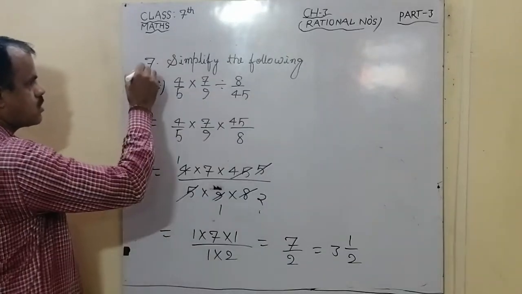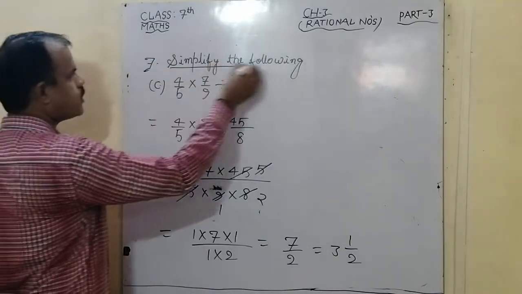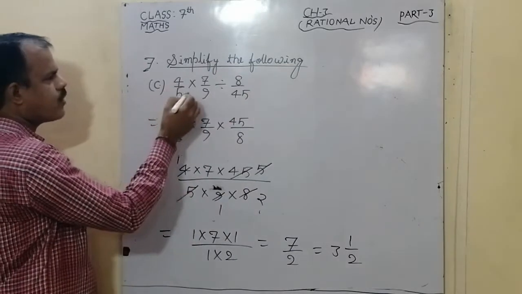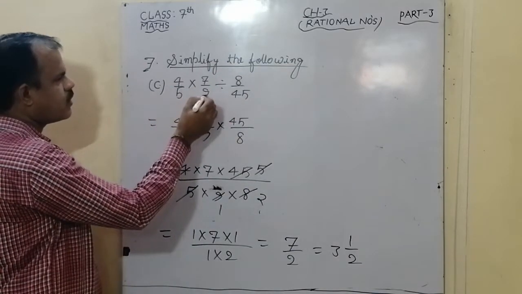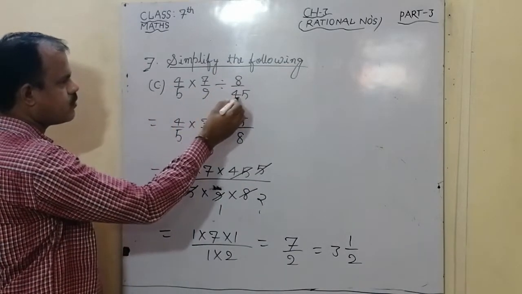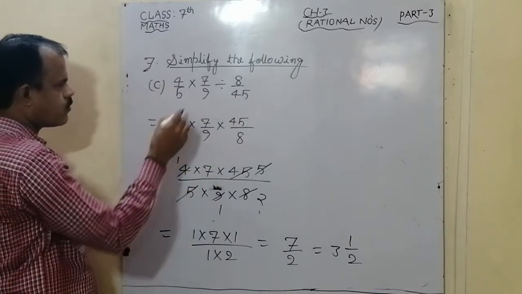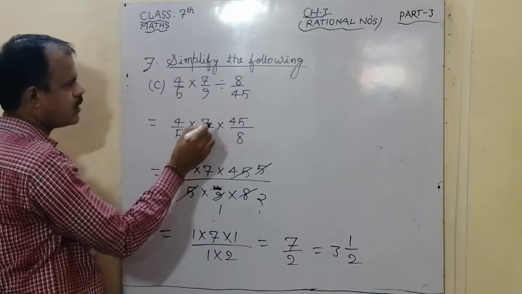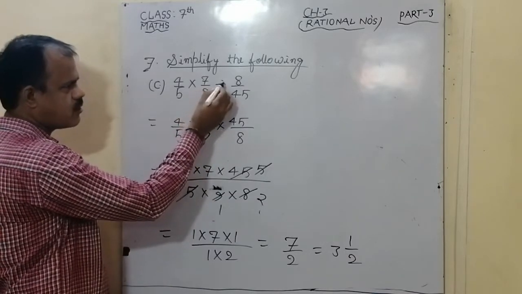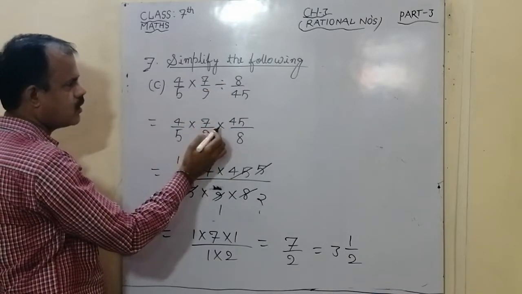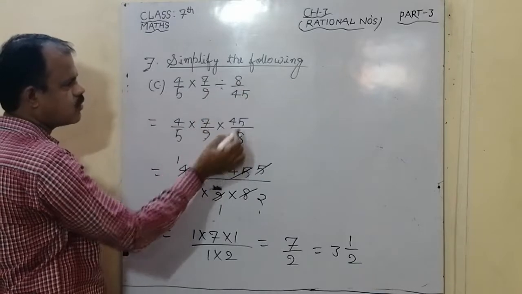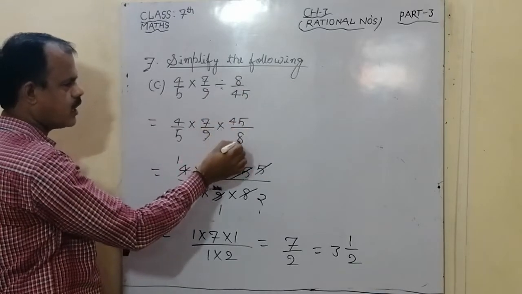Yes student, question number 7. Simplify the following: 4 by 5 multiply 7 by 9 divide 8 by 45. So student, we have to write it 4 by 5 multiply 7 by 9. When we change this divide sign into multiply, this number 8 by 45 becomes 45 by 8.